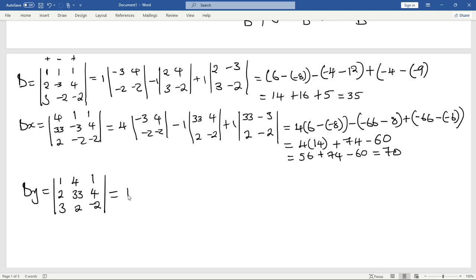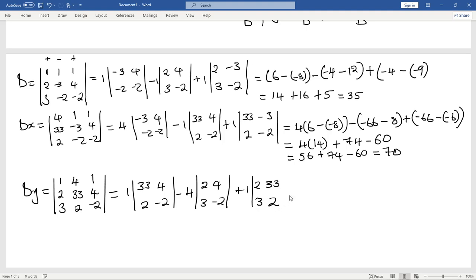So now here we have 1 here. The 2 by 2 matrix that we're going to have is 33, 4, 2, and negative 2 like this. Minus 4 here. The 2 by 2 matrix that we're going to have is 2, 4, a 1 outside there. We're going to remain with 2, 33 like this, 3 and 2 like this. So then here we add and subtract whatever we're going to get.